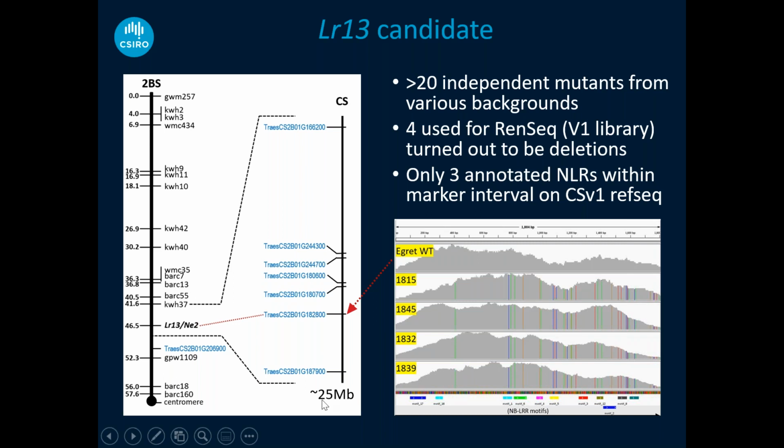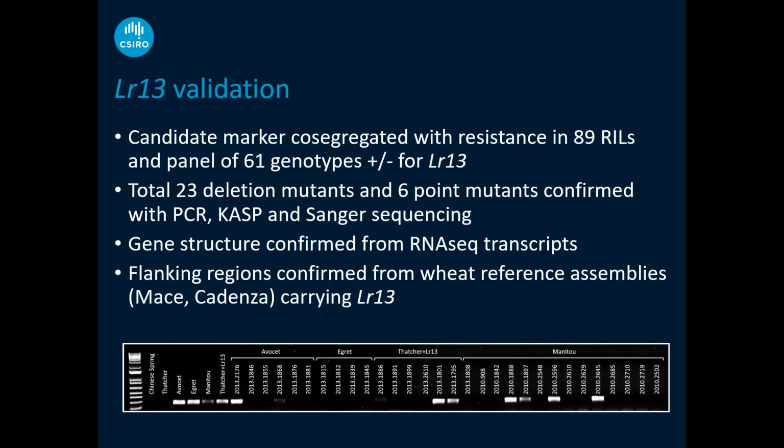And fortunately, there was some previous mapping work done, which delimited LR13 to a sort of 20 megabase interval, which is still quite large, but luckily only three NLRs were annotated in this interval on the Chinese Spring reference. So one of those NLRs had close homology to our candidates. And a marker based on this candidate was tested on a panel of recombinant inbred lines and genotypes, and this co-segregated with resistance in all of them. So this was why we chose to follow up on this candidate.